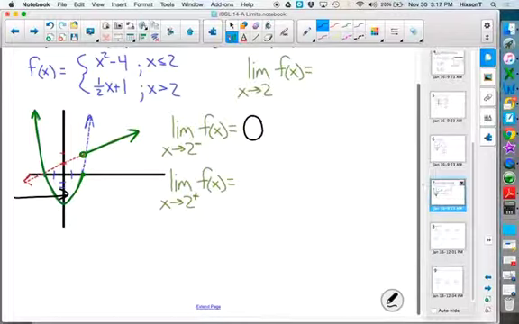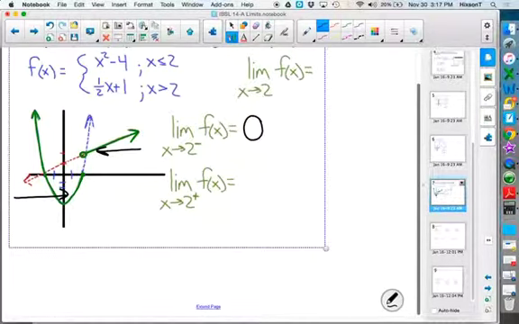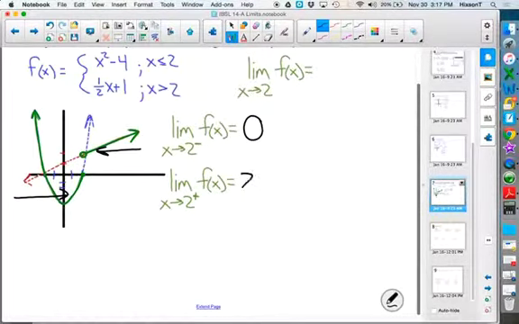Now, from the right-hand side, as x gets closer to 2 from the right-hand side, what's the value of my function approaching? 2. Okay? It's not approaching 0, it's approaching 2. It doesn't actually equal 2, but it's approaching 2. So I would say my right-hand limit equals 2. Okay? Does that make sense?